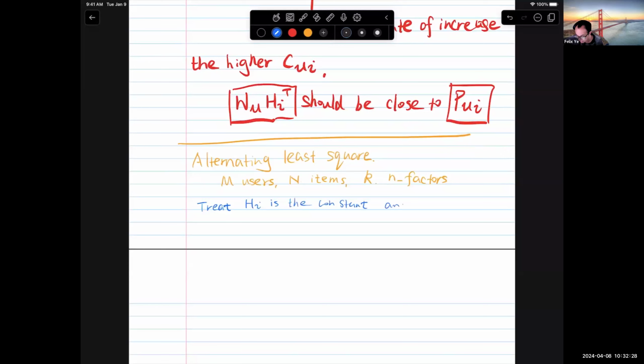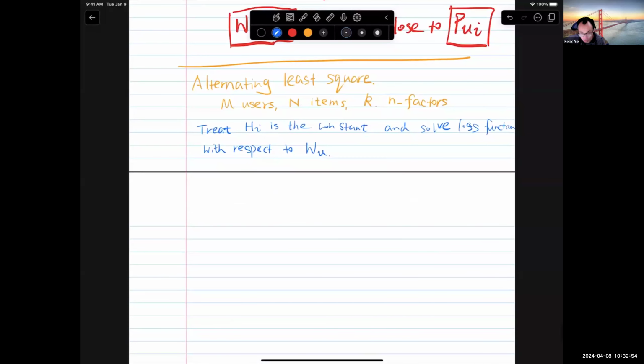and solve the loss function with respect to WU. Okay. And of course, the better way that we can do this is to rewrite this loss function in matrix form.